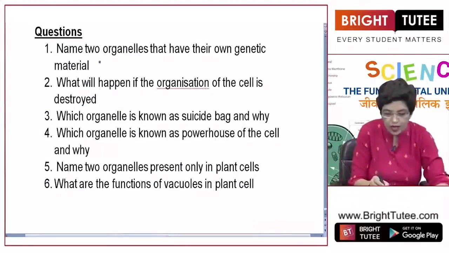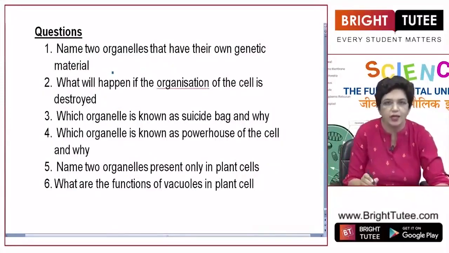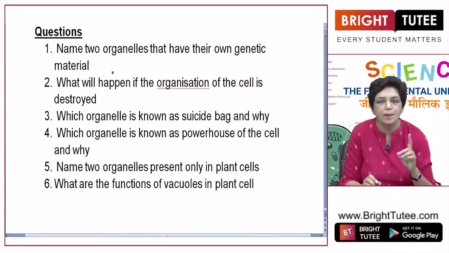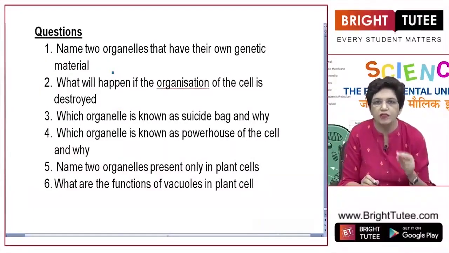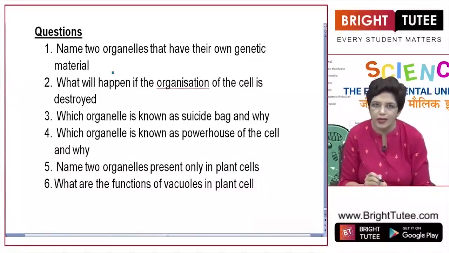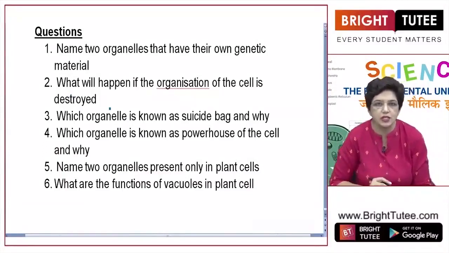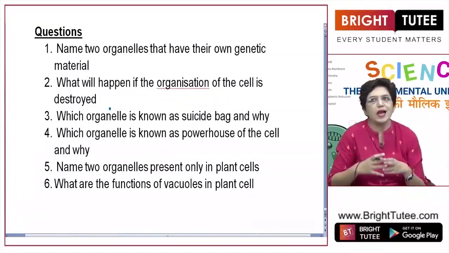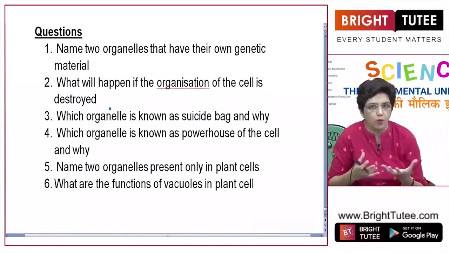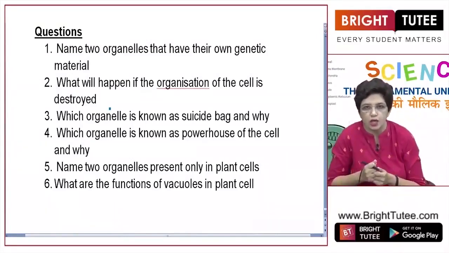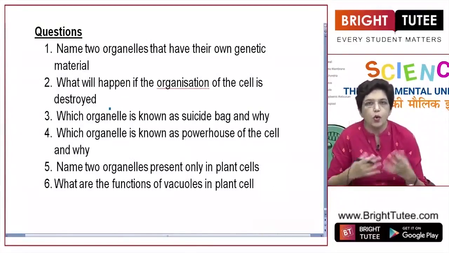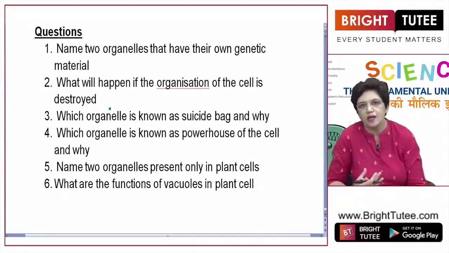Next question, name 2 organelles that have their own genetic material. If you remember, plastids and mitochondria have their own DNA and ribosomes, and they are called semi-autonomous organelles. Next question, what will happen if the organization of the cell is destroyed? The cell has a constant chemical composition and a specific organization. If it is destroyed, the whole functioning is disturbed and imbalance is created. The cell will ultimately dry up and it will die.